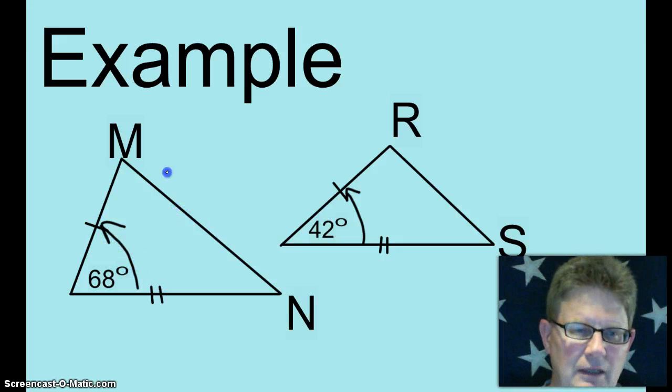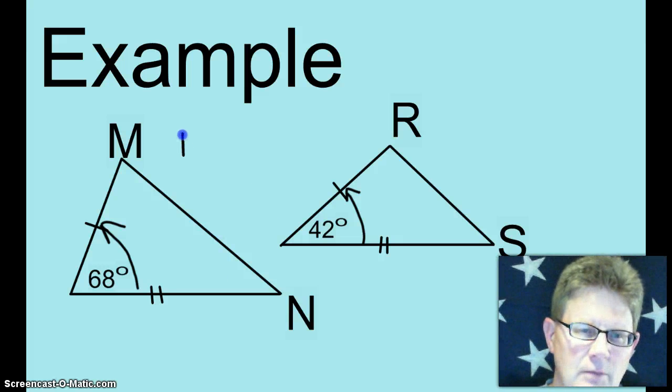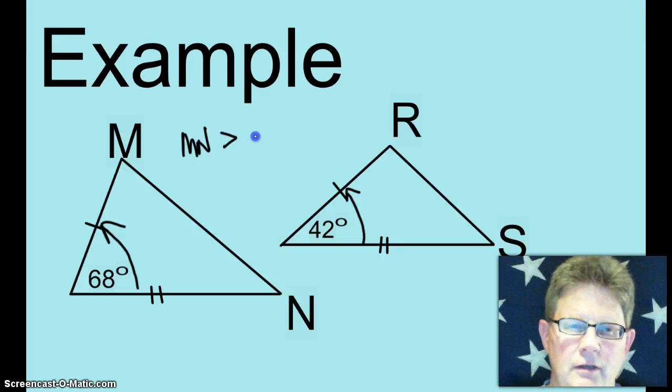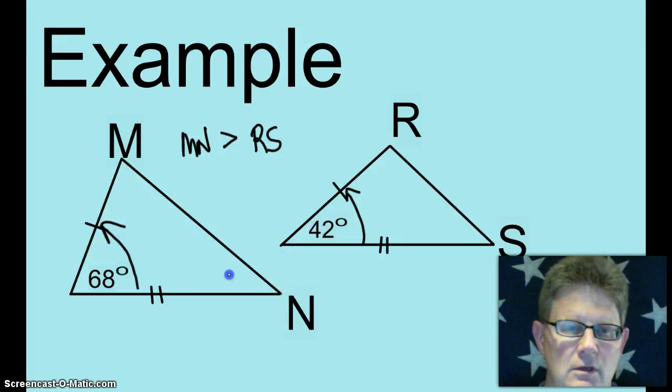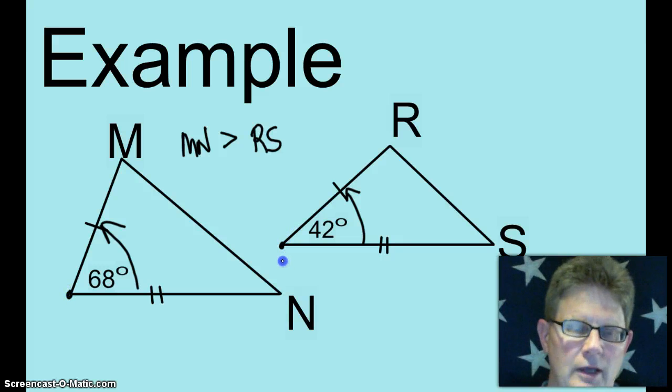So we can actually make a conclusion here. We can say that segment MN is going to be larger than segment RS. Sorry, the length RS. Because this door has been opened more on this hinge right here. So that's why it's called the Hinge Theorem. Alright, let's go ahead and look at the Hinge Theorem Converse.